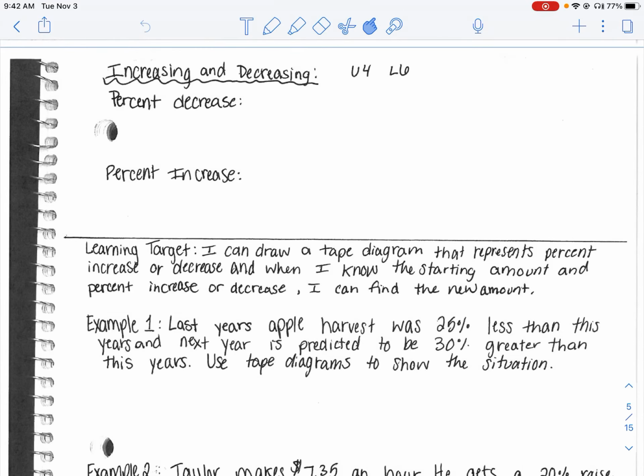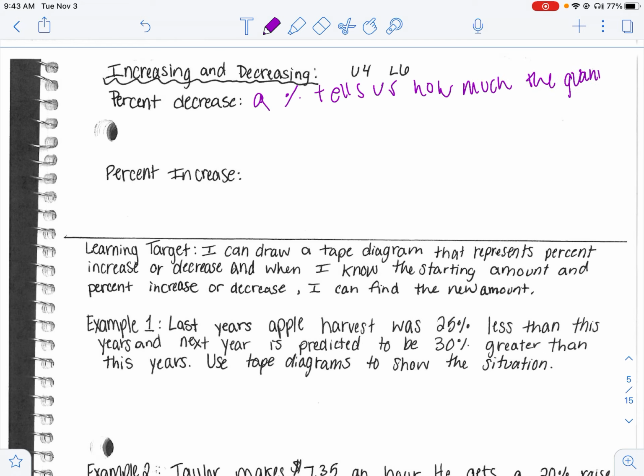Alright guys, so increasing and decreasing percentage. A decreasing percent is a percent that tells us how much the quantity goes down.